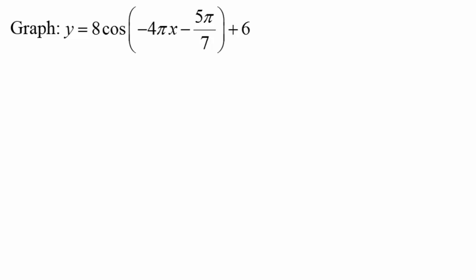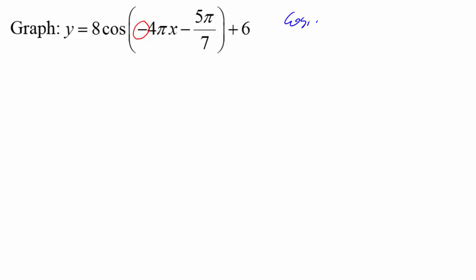Now here we're asked to graph the equation y equals 8 cosine of the quantity -4 pi x minus 5 pi over 7, and that quantity then plus 6. So we got a little bit of everything happening in this particular trigonometric function for us to try to graph. First thing I want to deal with, though, is this negative sign that's in front of our 4 pi x. That negative is going to cause us nothing but problems if we don't deal with it right away.